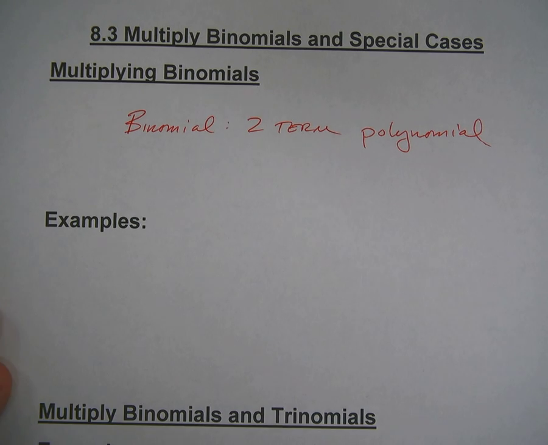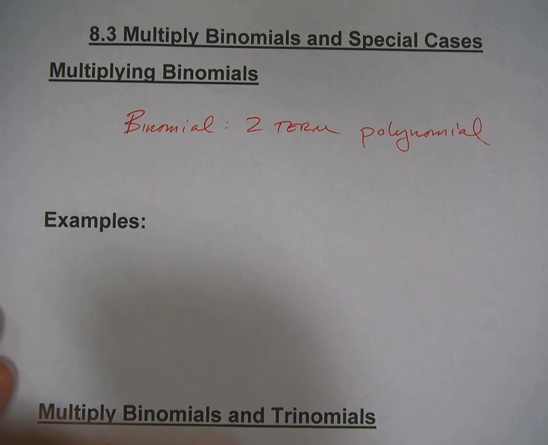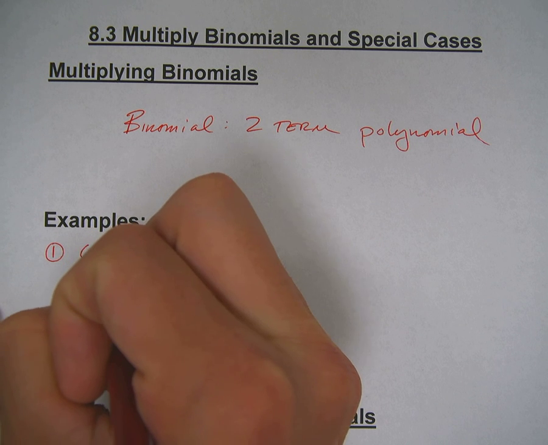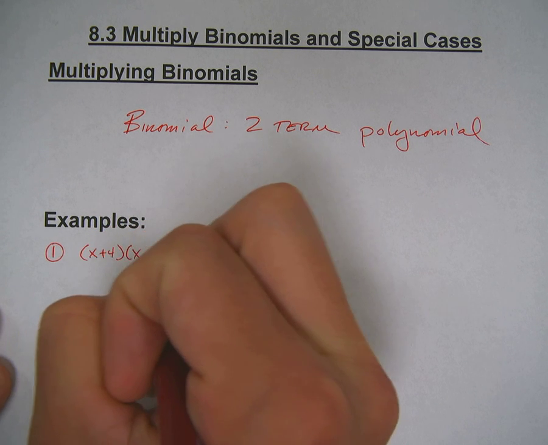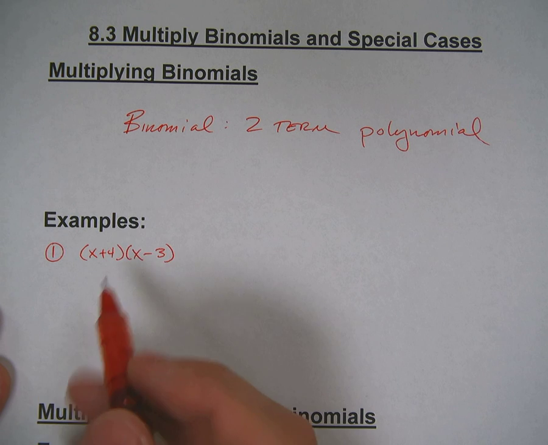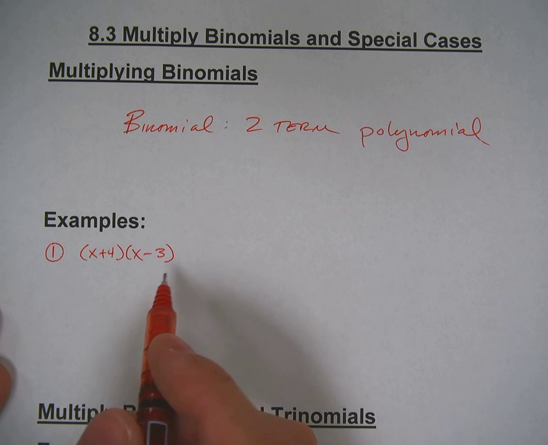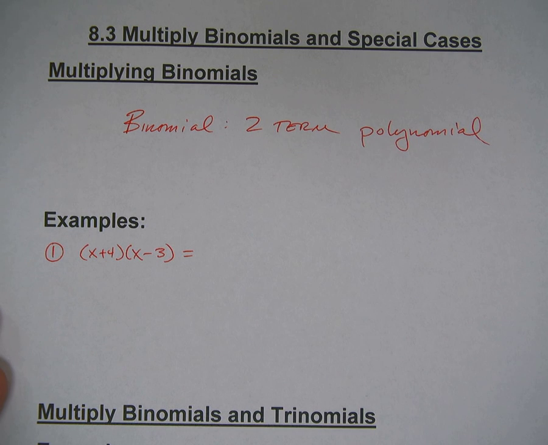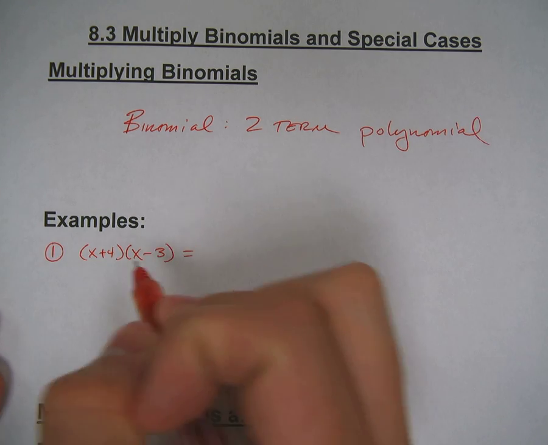So, if we're going to multiply two binomials, for instance, you would say that's the quantity of x plus 4 times the quantity of x minus 3. You're going to follow the rules that we did with multiplying monomials, and that is we're just going to distribute. So we're going to distribute twice.